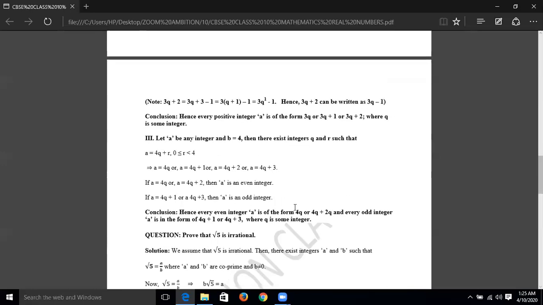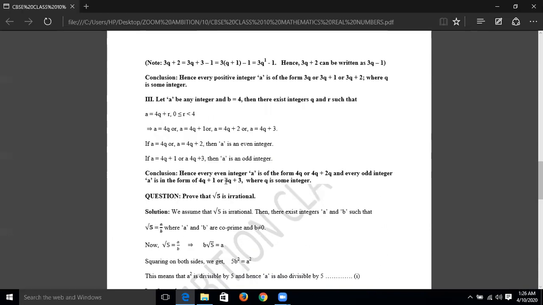Okay. Now, let a be any positive integer and b equal to 4. Then there exist unique integers q and r such that a equals 4q plus r, where r is greater than or equal to 0 and r is less than 4. So r can be 0, 1, 2, 3. So a can be written as 4q, 4q plus 1, 4q plus 2, or 4q plus 3. If a equals 4q or 4q plus 2, then a is an even integer. If a equals 4q plus 1 or 4q plus 3, then a is an odd integer.